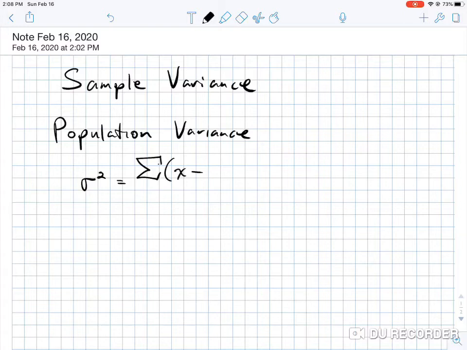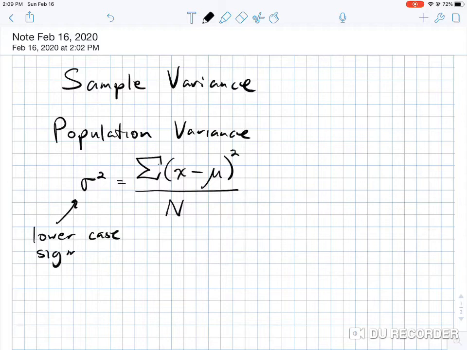So here you have one of the population data points minus the population mean of mu, squared, all over big N. Now, this part right here is what you call your lowercase sigma. This is lowercase sigma squared. That is the symbol for your population variance. So anytime you say a symbol like that, when it comes to statistics, that is the symbol that they use. So that is what you call lowercase sigma.